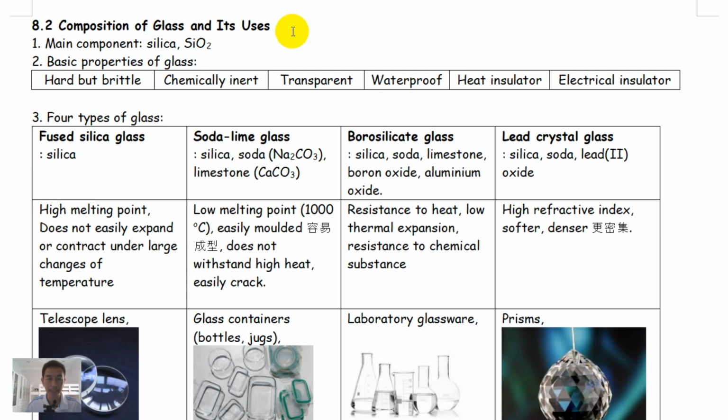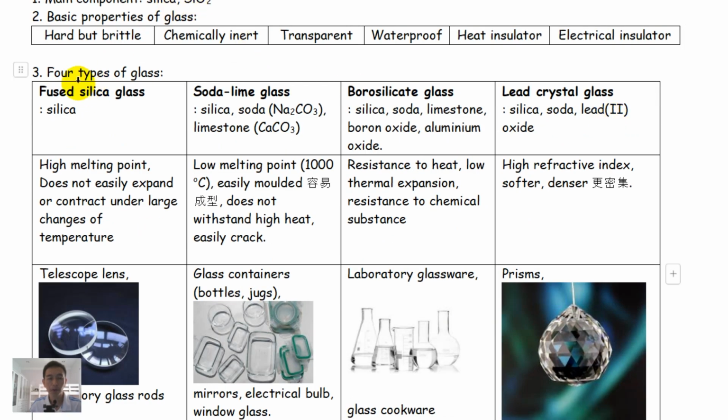Glass 的话也叫做玻璃啦。The main component of glass is silica 或者是 SiO2 或者是 silicon dioxide 也是可以啦。The basic properties of glass: hard but brittle 很容易破，玻璃的 chemically inert, transparent, waterproof. Heat insulator 不能传热，electrical insulator 也不能传电，这也是它的基础的一些 properties 啦。Okay.